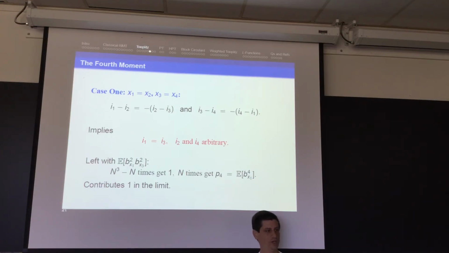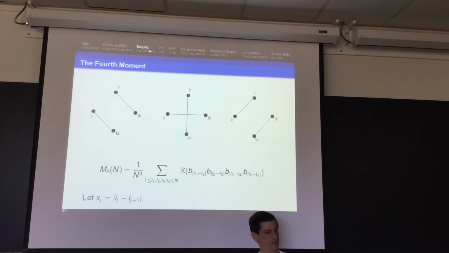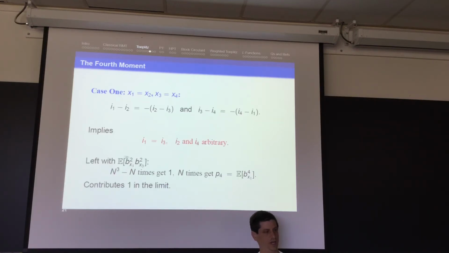So case 1, x1 equals x2, x3 equals x4. So I believe that's this case. And so I have i1 minus i2 is minus i2 minus i3, and i3 minus i4 is minus i4 minus i1. So when the dust settles, I've got a minus i2 on both sides. i1 equals i3. On this side, I've got a minus i4 that cancels, and I get i1 equals i3 again. So i1 equals i3, and i2 and i4 are completely free. So how many triples do I have? I have essentially n cubed triples.